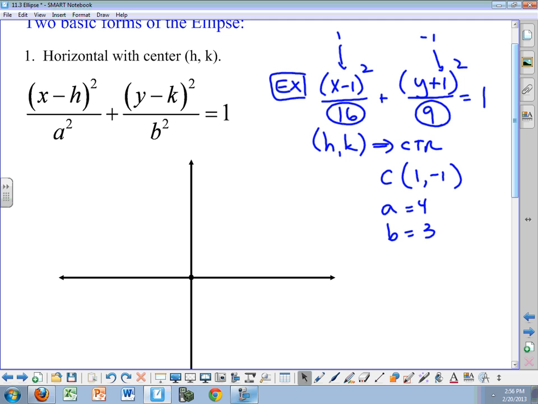Let's graph this and see what we get as a picture. So let's see, a center being (1, negative 1). And then since a is 4, that means I'm going to be going in the horizontal direction because it's underneath the x. I'll be going 4 units to the right and the left. So 1, 2, 3, 4 to the right, and 1, 2, 3, 4 to the left. So I'll put that in there and there. Those 2 points represent my vertices. If I go up and down 3 units, that will be an endpoint of the minor axis.